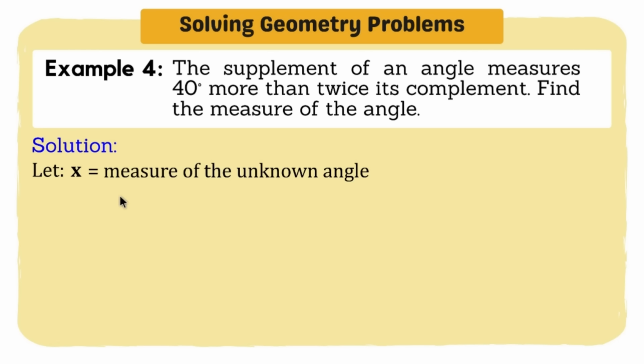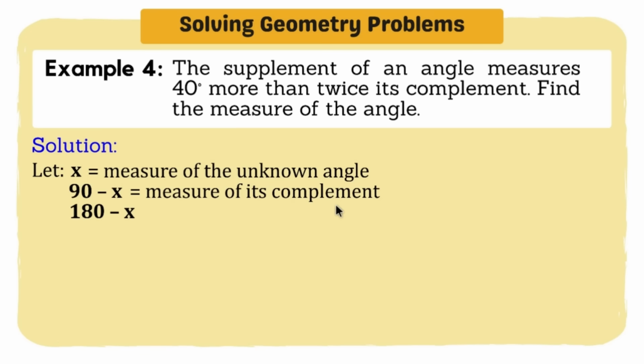Okay, let x be the measure of unknown angle. So yun yung hinahanap natin. And then, let 90 minus x be the measure of its complement? Bakit 90 minus x? Okay, remember, ang complementary angles, if you add two angles together and they form 90-degree angle, yun po yung tinatawag nating complementary angles. So, reverse process, kung ima-minus lang natin yung isang angle, makukuha natin yung complement niya. So, 90 minus x will be the complement.